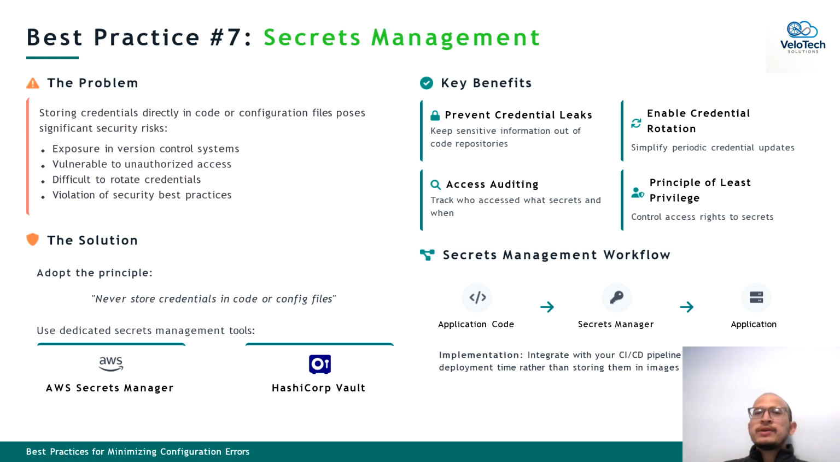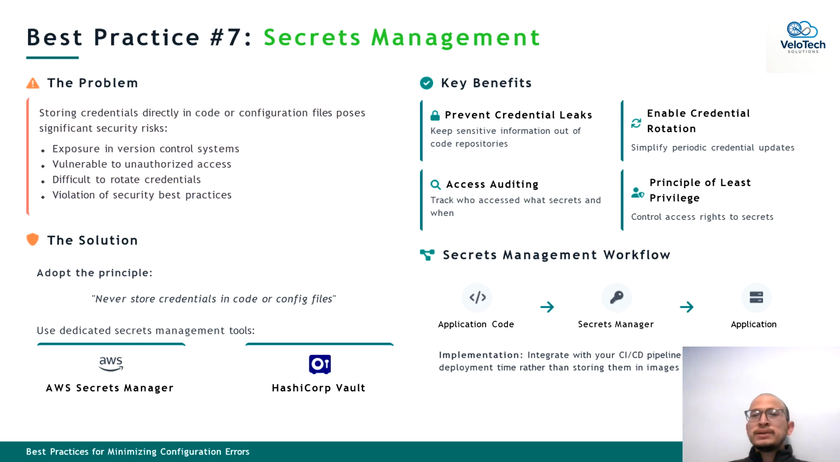Best practice 7 addresses a critical security concern: secrets management. The problem they were facing was that credentials were being stored directly in code or configuration files. This poses a serious security risk. Those credentials end up in version control systems, visible in commit history, potentially exposed in logs, vulnerable to unauthorized access. And when you need to rotate a credential, say because someone left the company, it becomes a nightmare trying to find and update every place the credential is hard-coded.